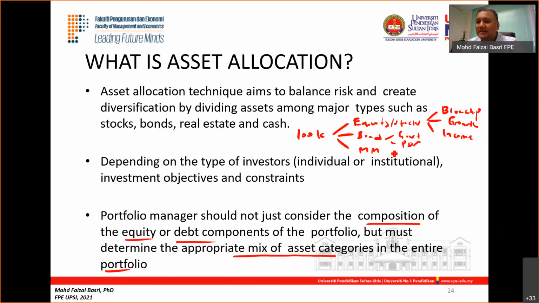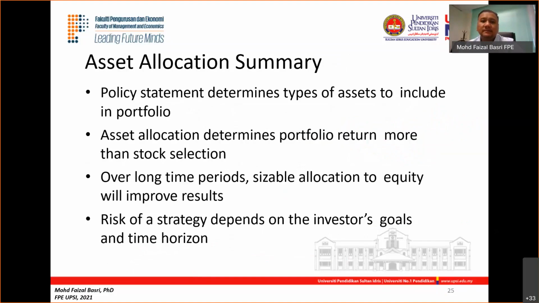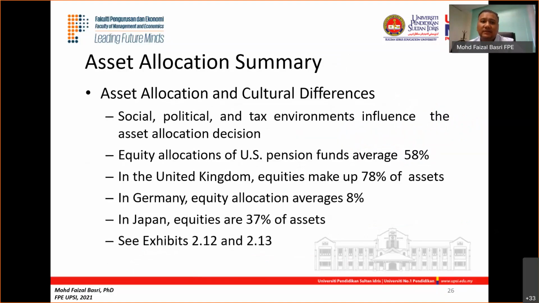For money market, we have Malaysian government securities, MGS. There are sub-categories. So when we do asset allocation, it's not about this first layer only. In fact, we need to go to the second layer as well, in order to have an appropriate mix of categories. That's the theory summary when we talk about asset allocations.